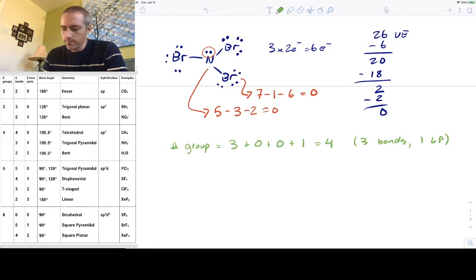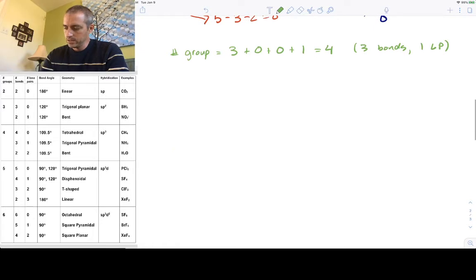We want to go to 4 groups. We want to go to 3 bonds and 1 lone pair. That gives us bond angles of 109.5. And the structure you can see there is trigonal pyramidal. The hybridization on the nitrogen is sp3. Great. Easy peasy, right?